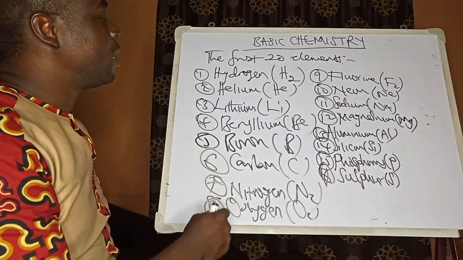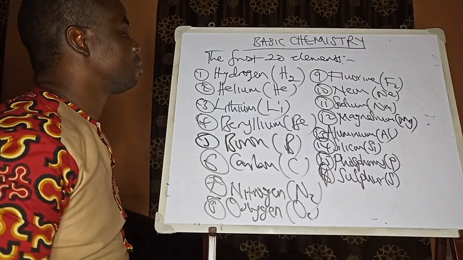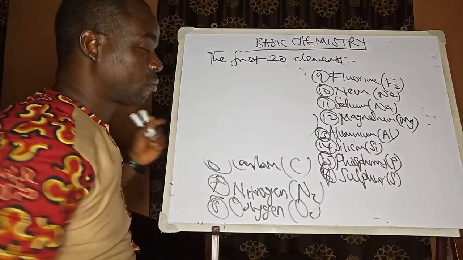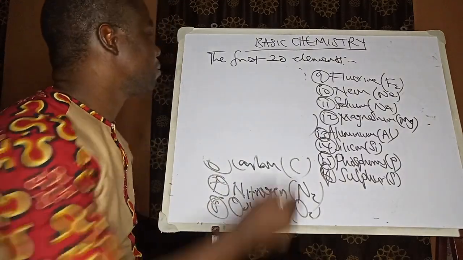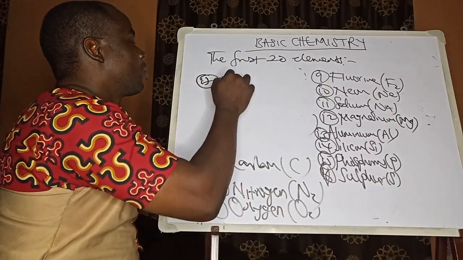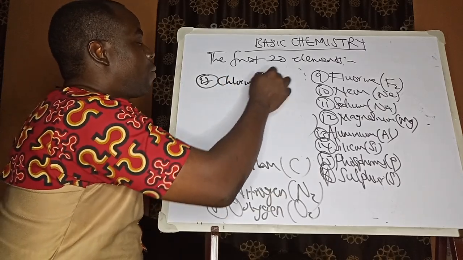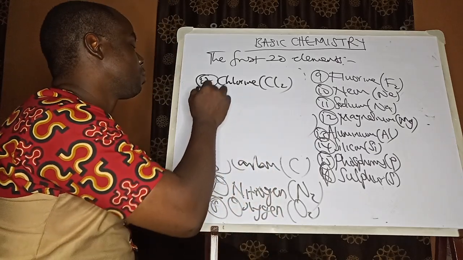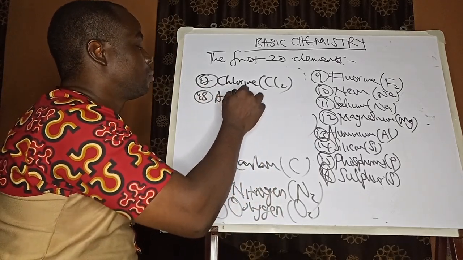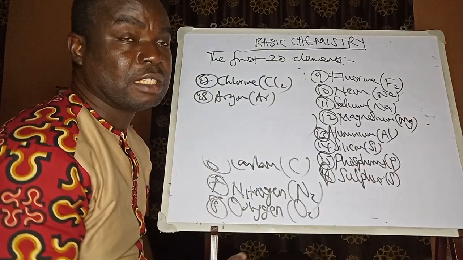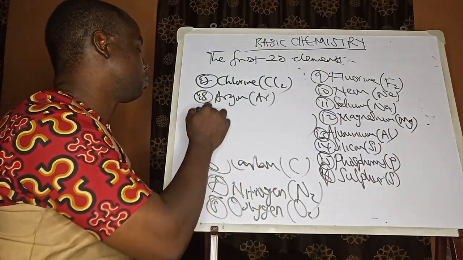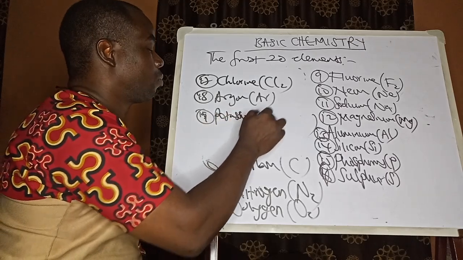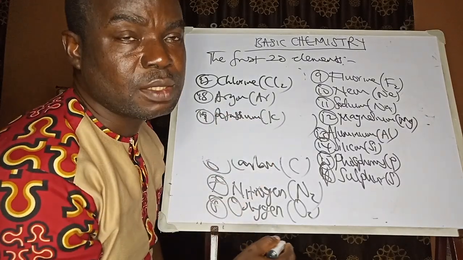Then let me clean here so that I'll write the remaining ones. So 17 is chlorine. 18 is argon. 19 is potassium. 20 is calcium.